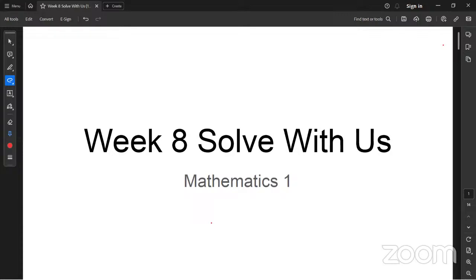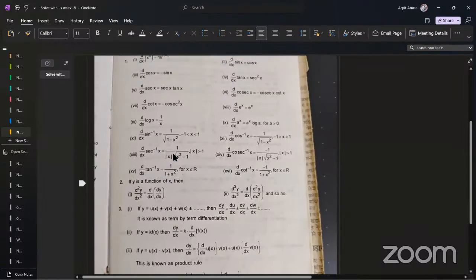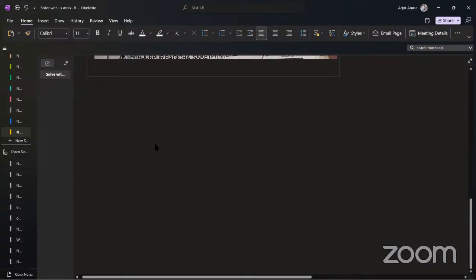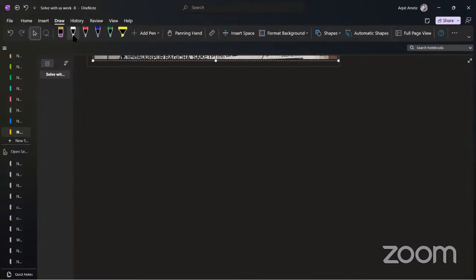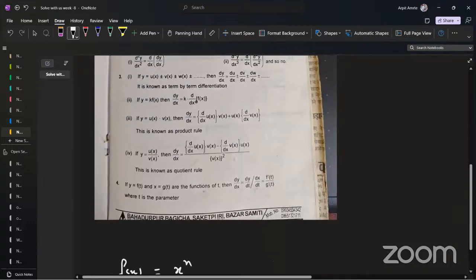Are you able to see this OneNote document? Yes, sir. Here we have mentioned some differentiation formulas. When you have f(x) equal to x raised to the power n, then what will be your f prime x, or you can say df upon dx? It will be nothing but n x raised to the power n minus 1. Just look at this formula once.